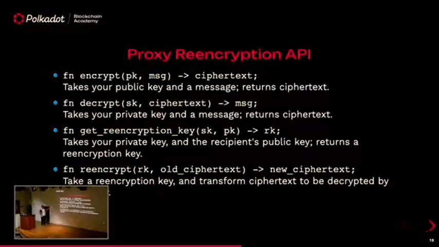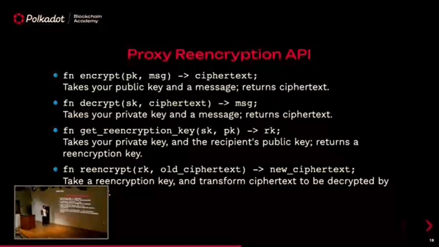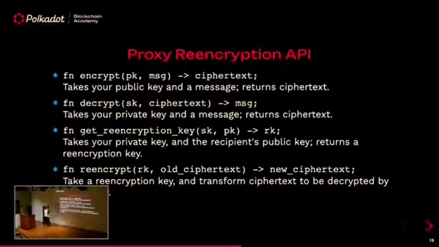You can make a re-encryption key using your secret key and their public key, and it returns something called a re-encryption key. This can be used to turn something encrypted so you can read it into something encrypted so that their public key can read it. And finally, this is the thing that the proxy would do: they can re-encrypt, using a re-encryption key, some old ciphertext into some new ciphertext so that the new person can read that.